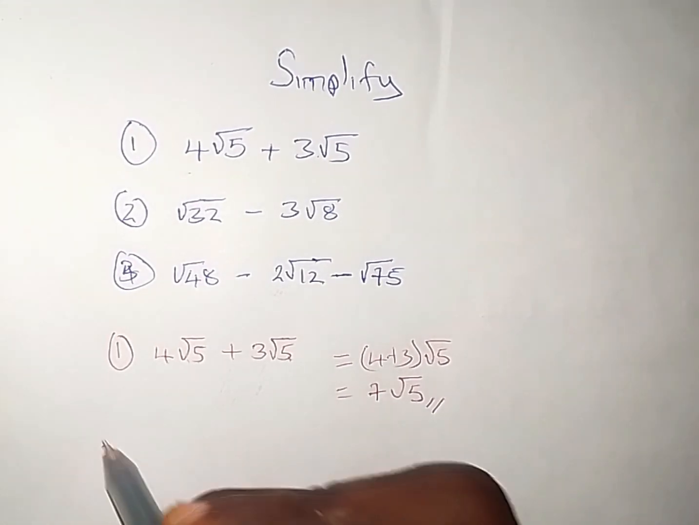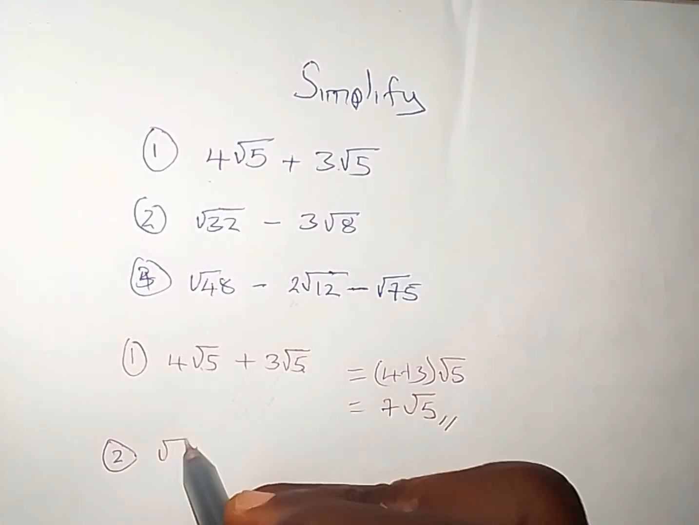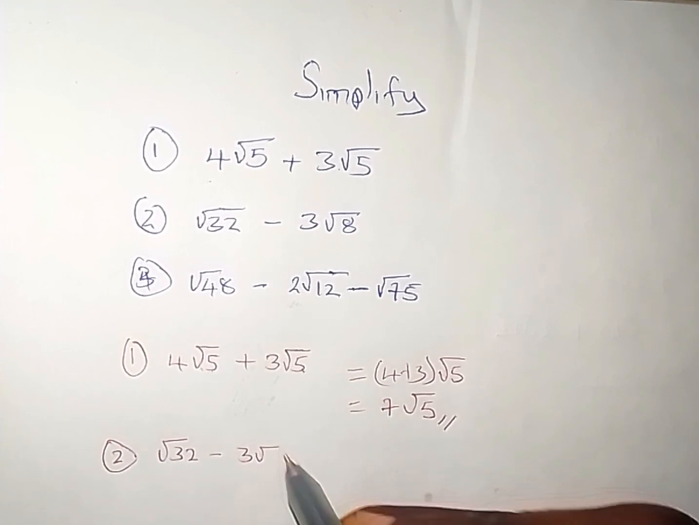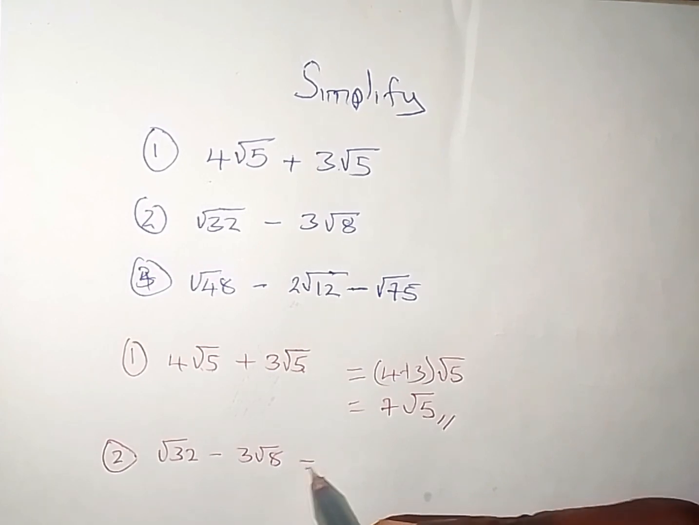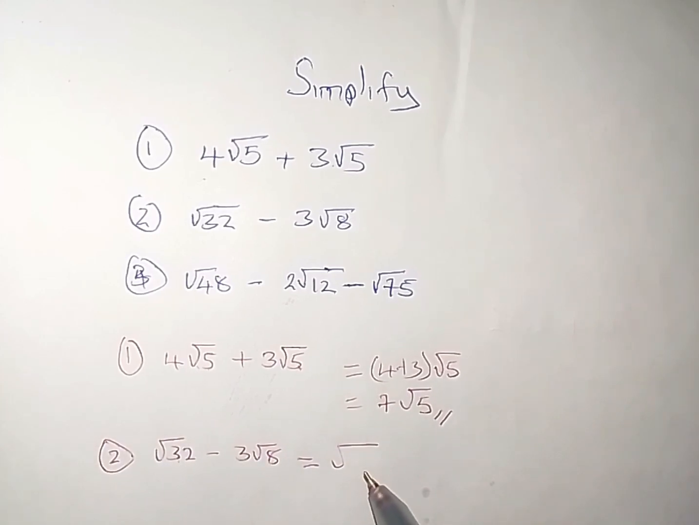The second one says square root of 32 minus 3 square root of 8. These two surds cannot be subtracted because they are not similar. Their irrational parts are not similar. So we need to reduce each of them into its lowest form such that we have the same irrational parts.